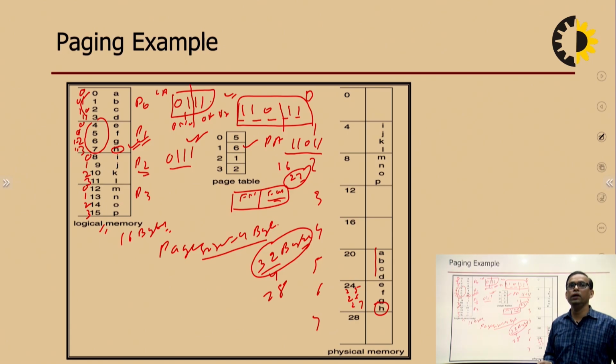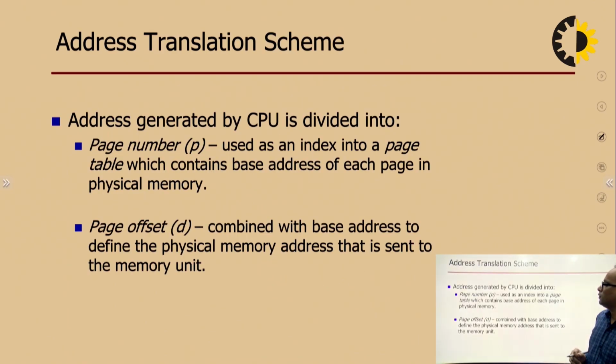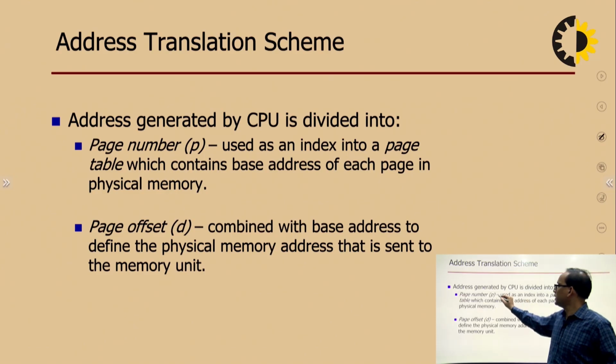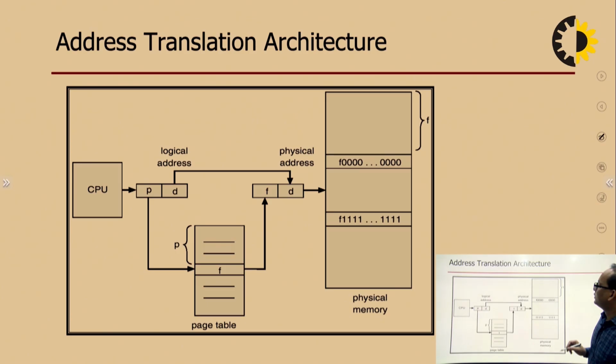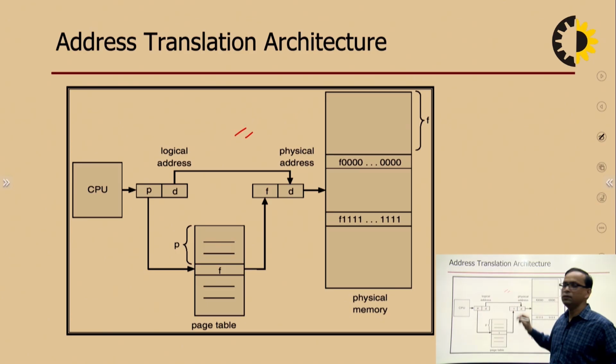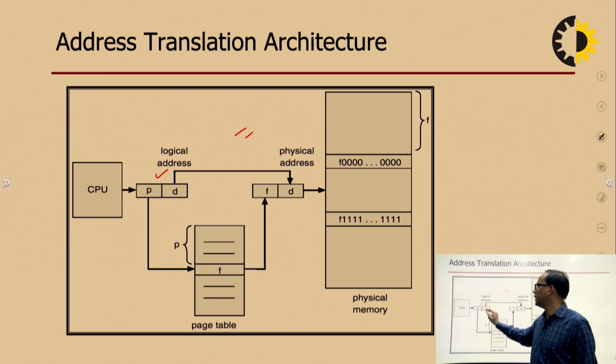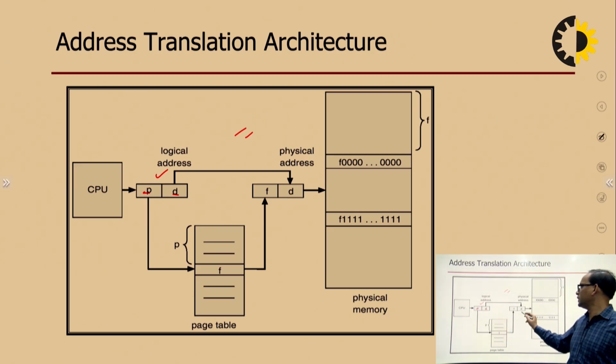So in this way, we will obtain the physical address corresponding to the logical address generated by the CPU in the case of the paging technique. Again, the same thing I have explained. The logical address is divided into page number and page offset fields. This is the address translation scheme. The CPU will generate the logical address and divide it into two parts, page number and page offset. This is the physical address, which is divided into two parts, frame number and frame offset.